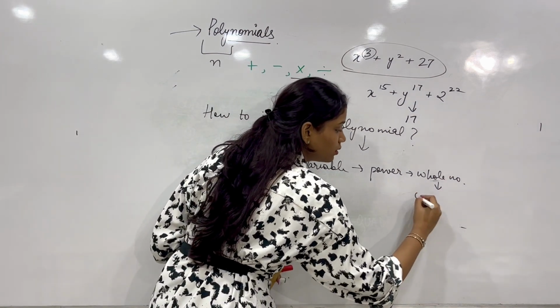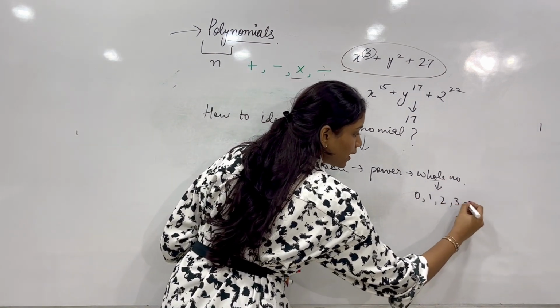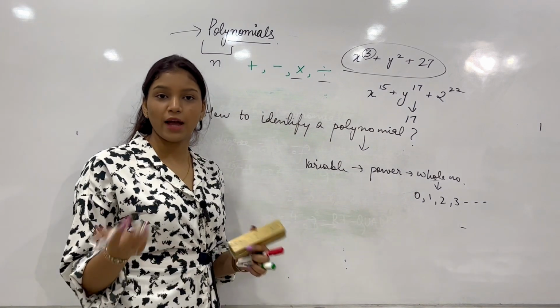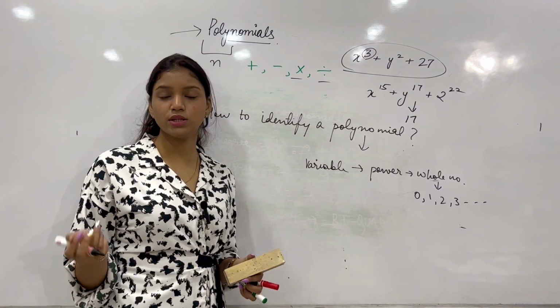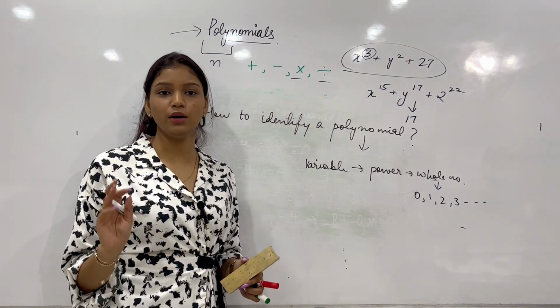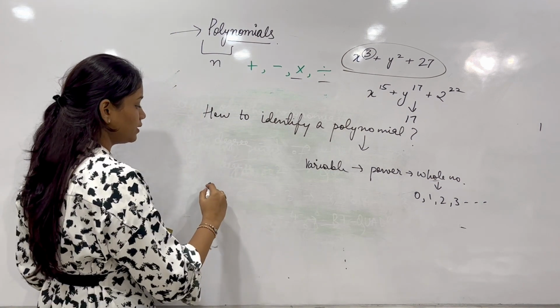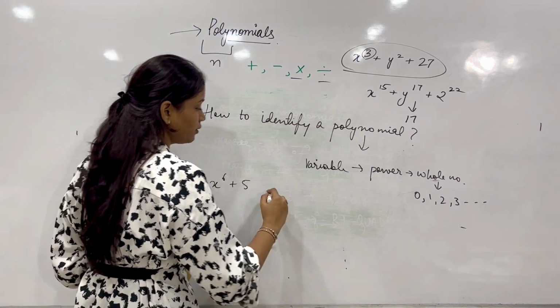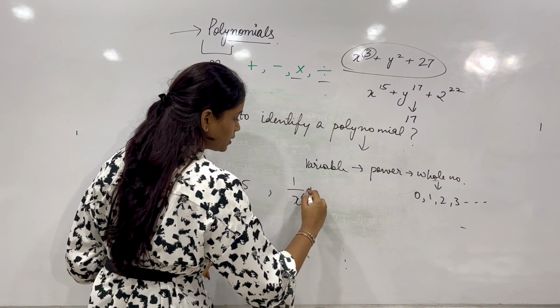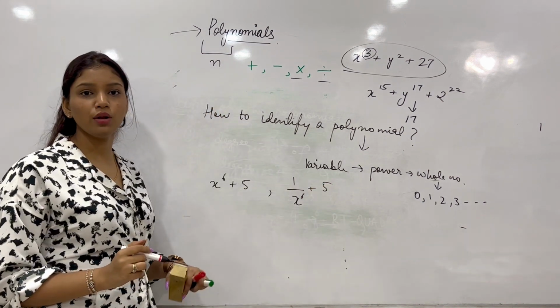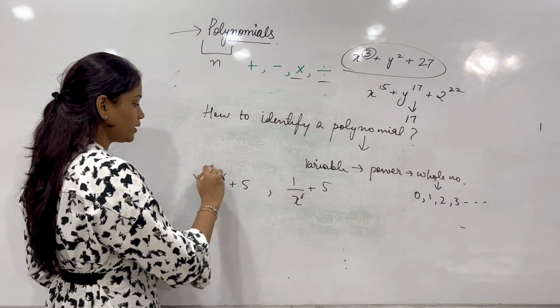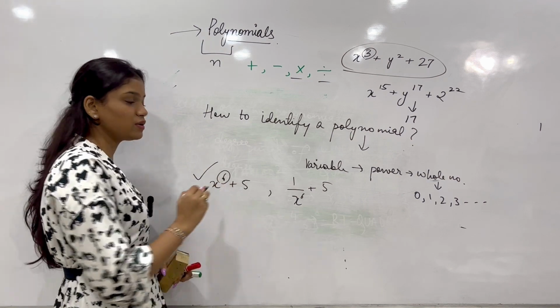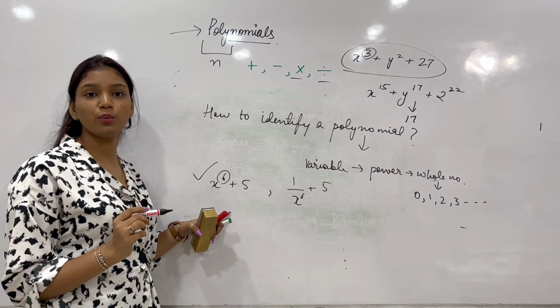What is a whole number? 0, 1, 2, 3 and so on. Fractions, decimals, roots, negative numbers, they are not a part of whole numbers. So if I write x to the power 6 plus 5 and 1 by x to the power 6 plus 5, which of them is a polynomial? This one, we can see the power of x is 6, which is a whole number. Yes, it is a polynomial.